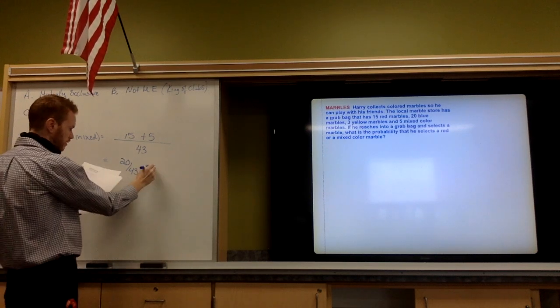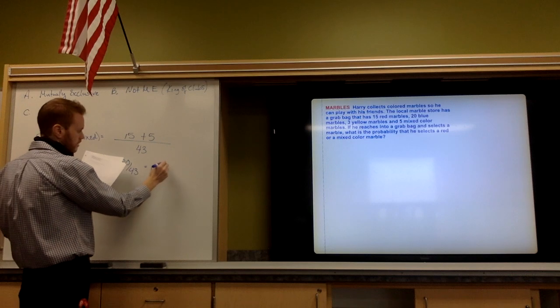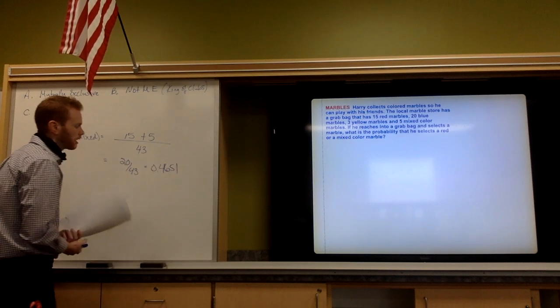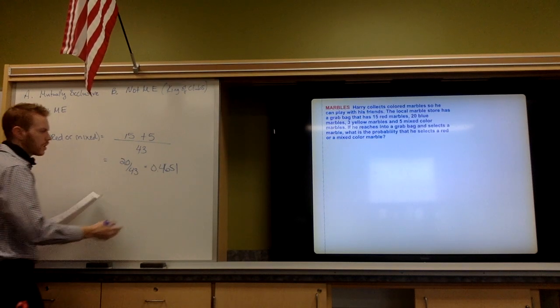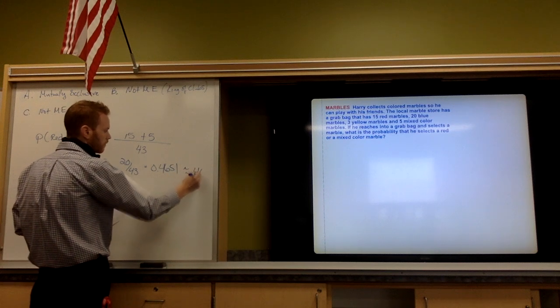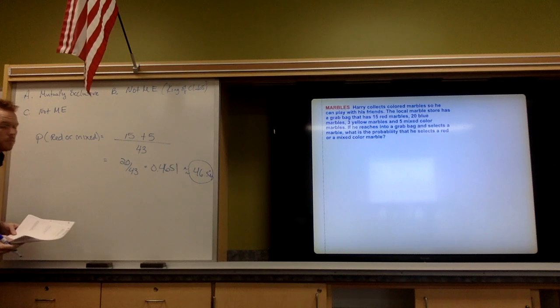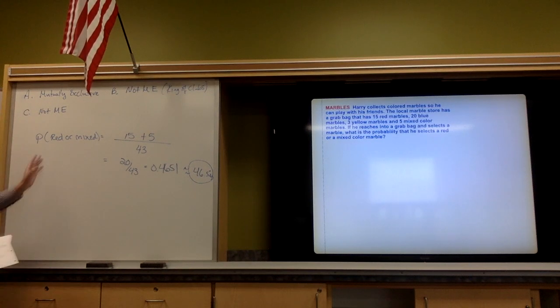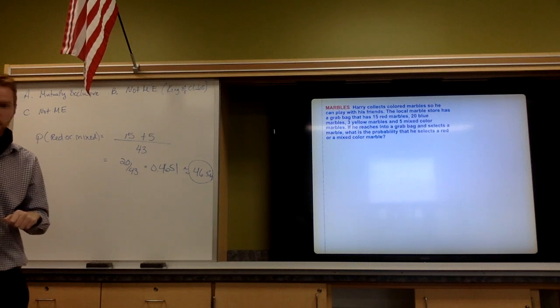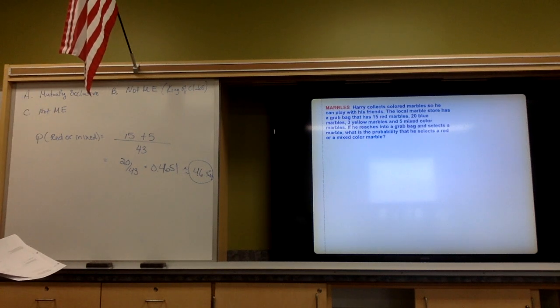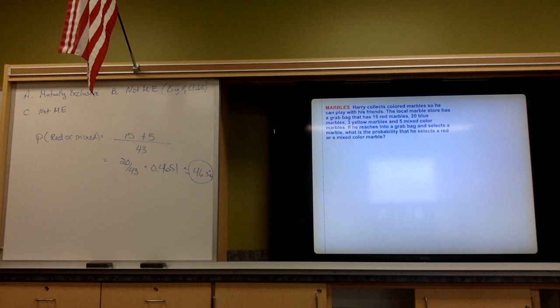Which as a percent, well, first as a decimal before we multiply, we get 0.4651, or roughly 46.5%. Those are the odds, almost close to 50%, that you're going to pick a red marble or a mixed color marble out of the bag. So we're just adding things together.